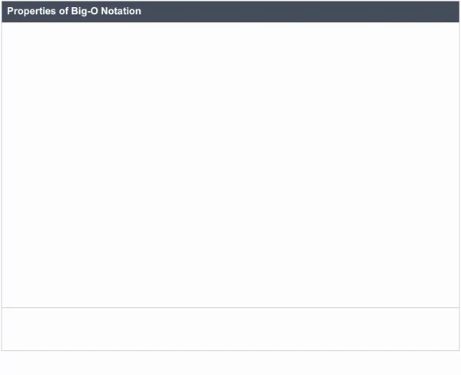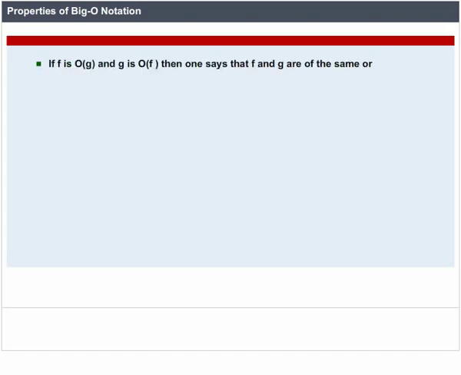Properties of big O notation. If f is order of g and g is order of f, then one says that f and g are of the same order. If f is order of g and g of x is order of h of x for all positive real numbers x, then f is order of h.